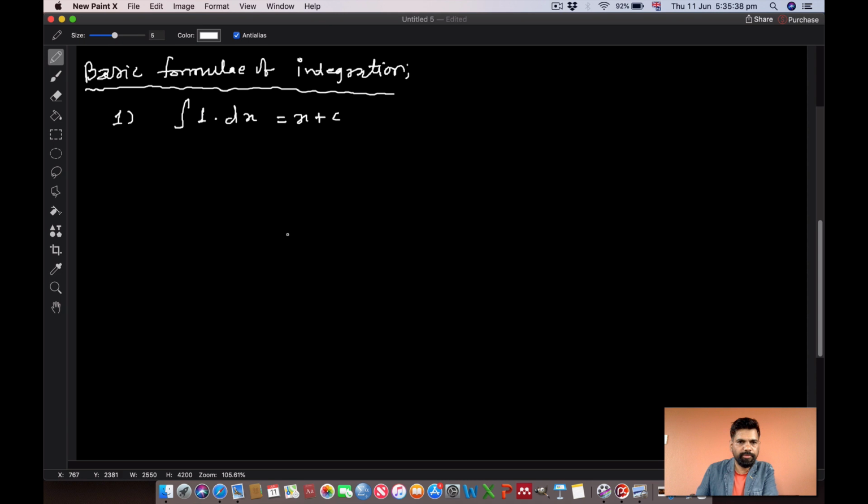Sorry for the disturbance. x plus c. When we are taking the integration of a constant, then the integration is always the respective variable, which is x, which comes together with this d. So x plus c. And formula number 2 is the integration of x power n dx is x power n plus 1 over n plus 1 plus c.